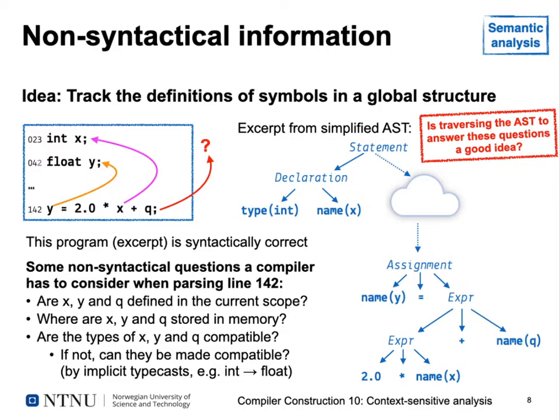And the question is, is traversing the abstract syntax tree to answer all these questions actually a good idea? Because when we encounter this x here, we need to travel all the way up through whatever arbitrary stuff lies here to finally find our declaration of x as an integer further up somewhere completely different in our abstract syntax tree. So maybe there should be another way to do it.